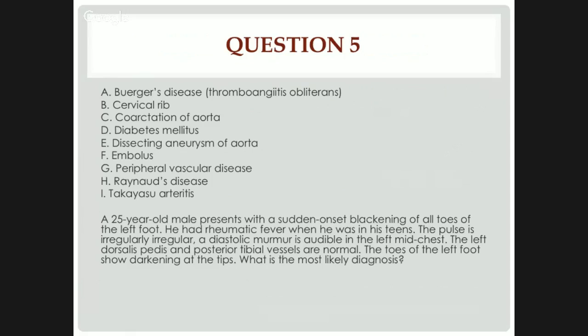25-year-old male presents with sudden onset blackening of all his toes on the left foot. He had rheumatic fever when he was in his teens. The pulse is irregularly irregular. A diastolic murmur is audible in the left mid-chest. Ignore the murmur. It's not really going to help you too much with this. The left dorsalis pedis and posterior tibial vessels are normal. The toes of the left foot show darkening at the tips. What's the most likely diagnosis? Next person along.